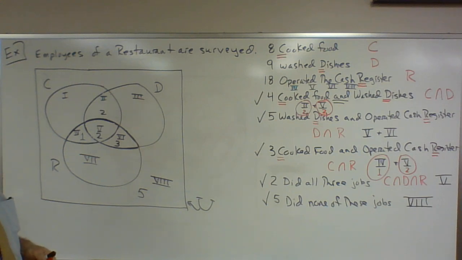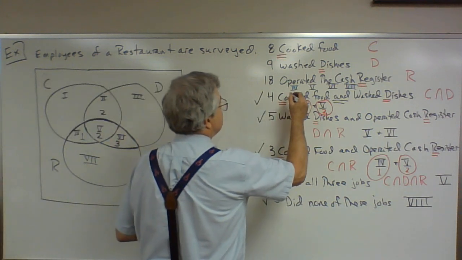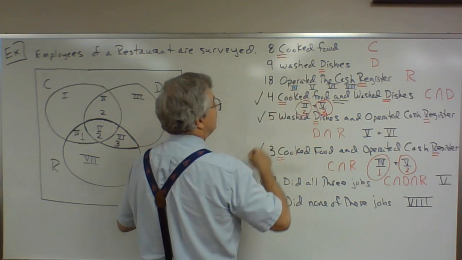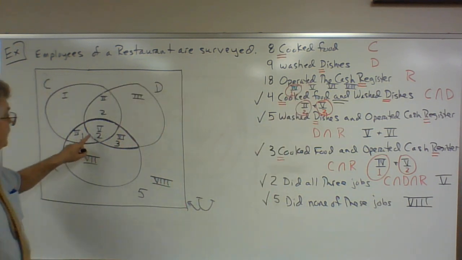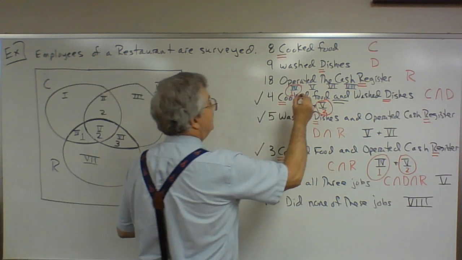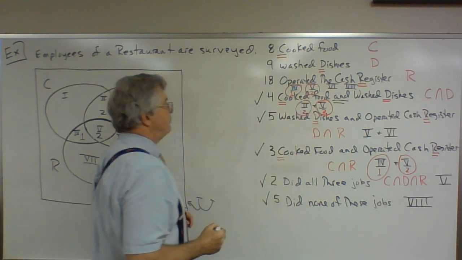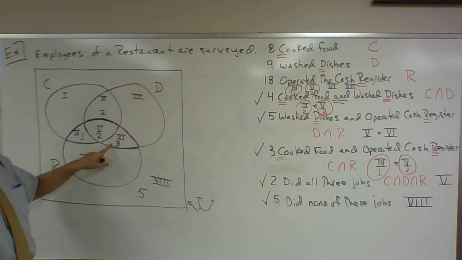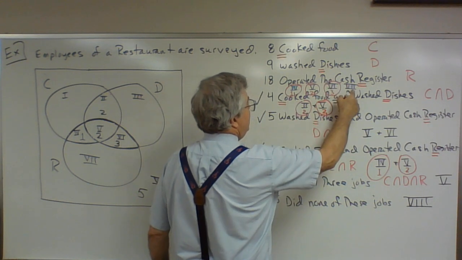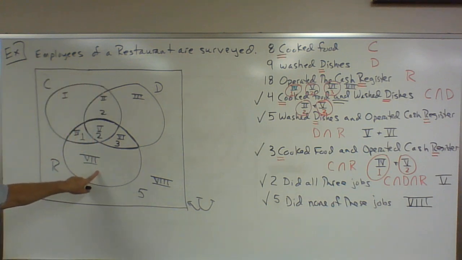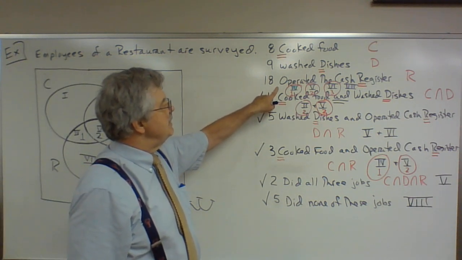The good thing is we know how many people are in most of these. One person is in region 4. Two people are in region 5. Three people are in region 6. And how many are in the remaining region? We don't know. But if we add up the people in all four regions, we have 18.